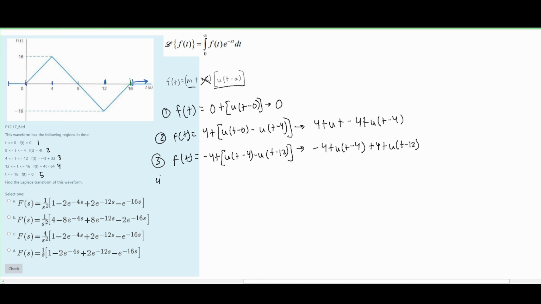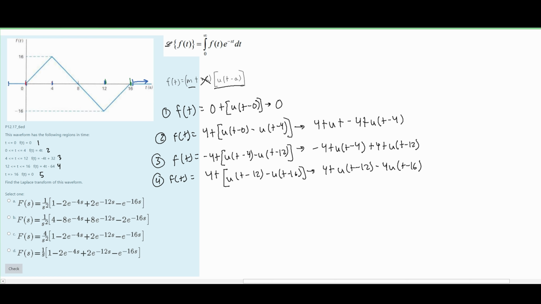For 4, we're going to have that our f of t is equal to our 4t. We're omitting the negative 64, and that's because we don't need the b here. So 4t, and then we are going to have u(t minus 12), and then we're going to have a minus u(t minus 16), and then if we combine some things, it's going to be 4t u(t minus 12) minus 4u(t minus 16). So those are our equations so far.